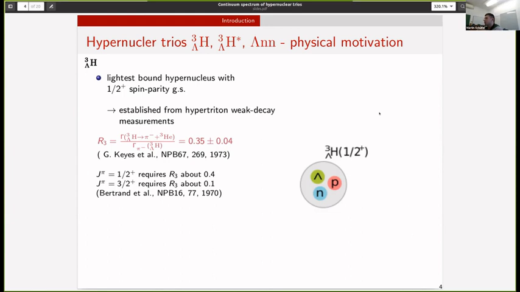Starting with the hypertriton, we know that it's the lightest bound hypernucleus, which has a 1/2+ spin-parity ground state. This has been established in hypertriton weak decay measurements, where the weak decay ratio has been measured as 0.35. Basically, a 1/2+ state requires about 0.4, and a 3/2+ state, the spin-flip state, requires about 0.1.